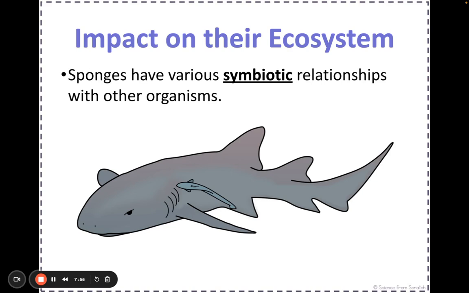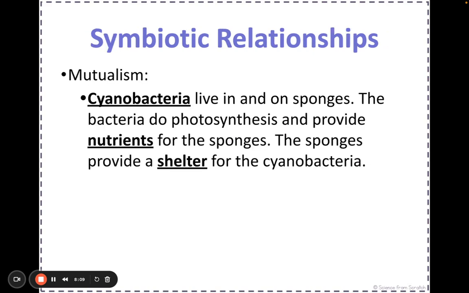So remember, those relationships can include mutualism, which is when they both benefit, commensalism, which is one benefits, one is unaffected, or parasitism, which one benefits and the other is actually harmed. So talking about a couple of these relationships, cyanobacteria live in and on sponges. The bacteria do photosynthesis and provide nutrients for the sponge. The sponge provides a shelter for the cyanobacteria.